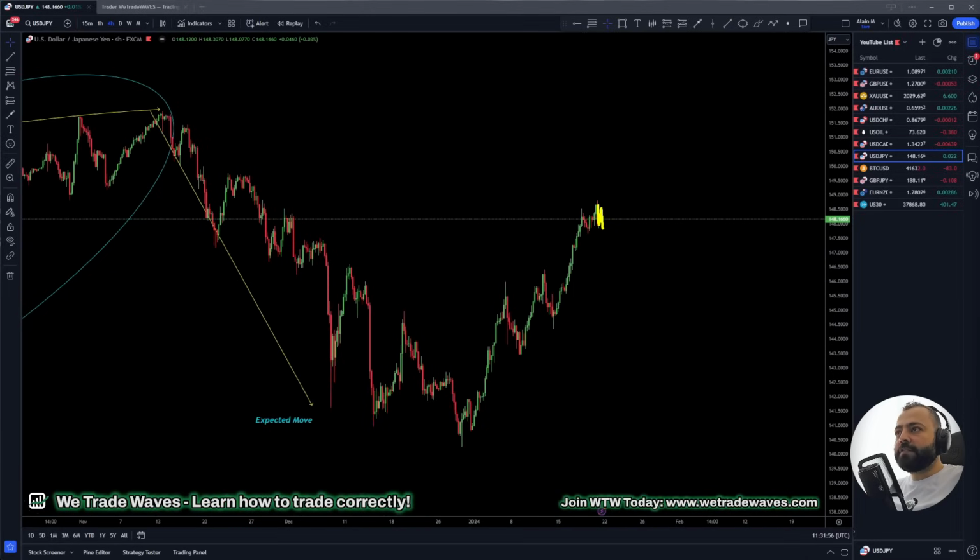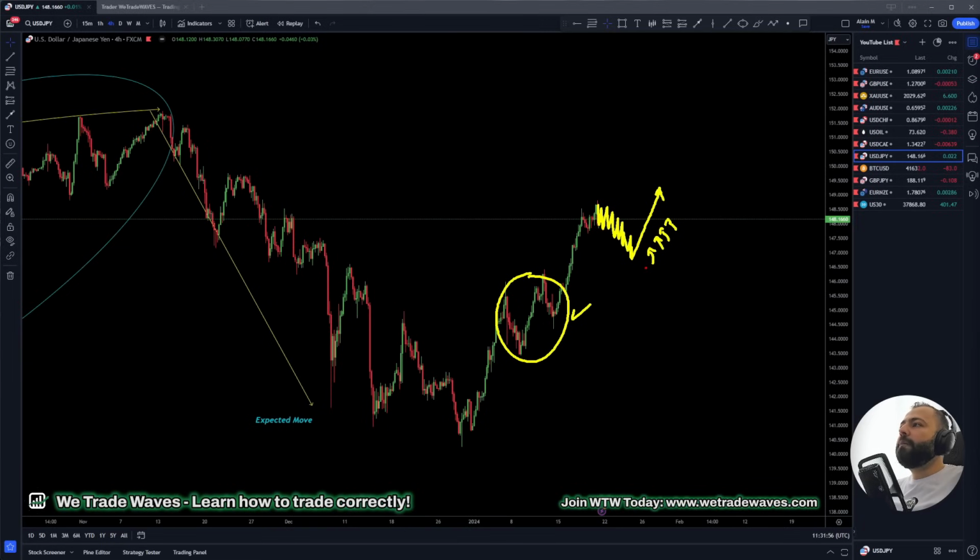If we get a corrective structure before BOJ, it is going to push this one to the upside. Is that clear? So a corrective structure similar to this one, it will be perfect if this happens before the BOJ decision, before the BOJ meeting. The next move is toward the upside. You go for the buy setups and of course you manage your trades.